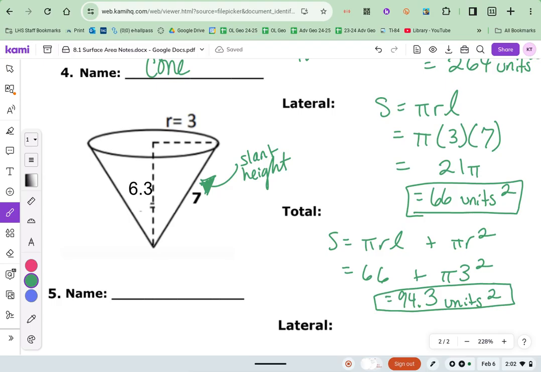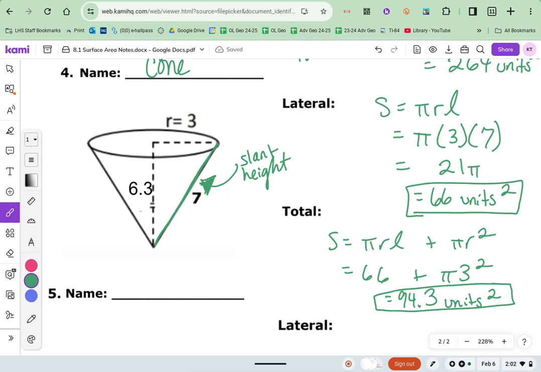So for the lateral surface area, just be sure that you use the slant height instead of the regular height. In this one, 7 is the slant height, because remember, slant height is like if you're sliding down the side of your shape. So we're not using 6.3, we're using 7 as the slant height. I got 65.97, so I just rounded it to 66 units squared.